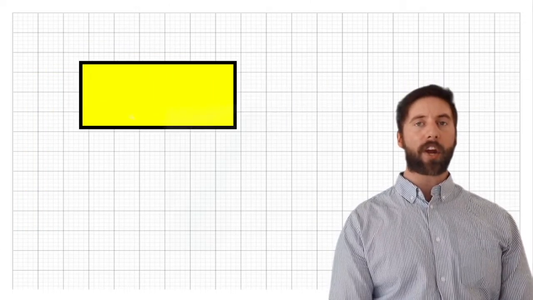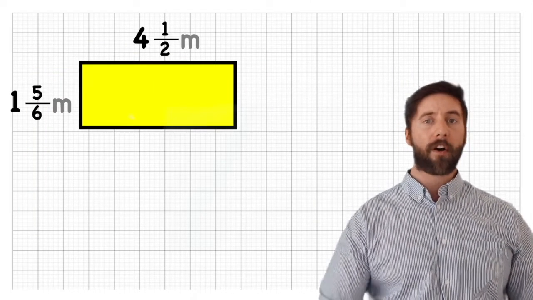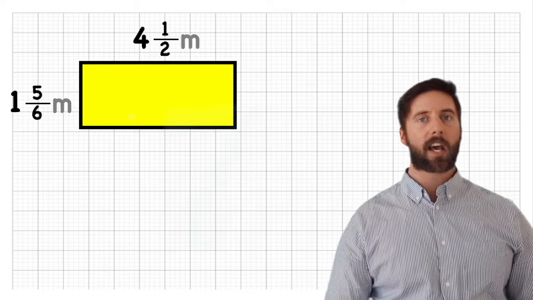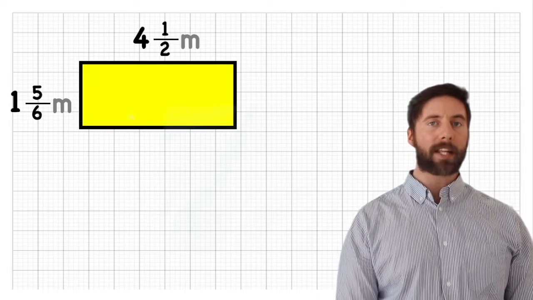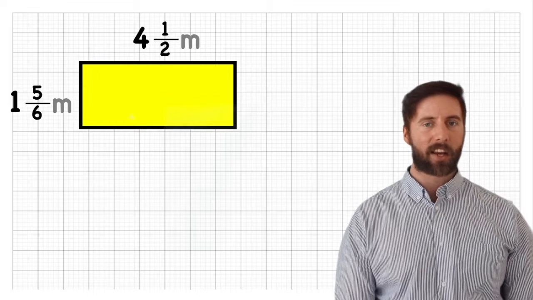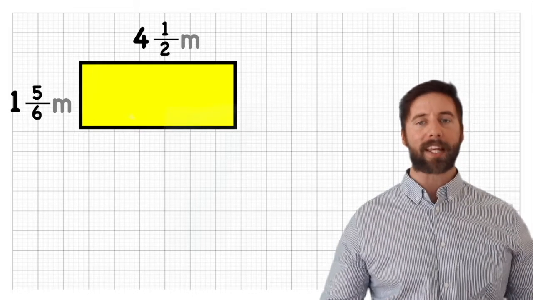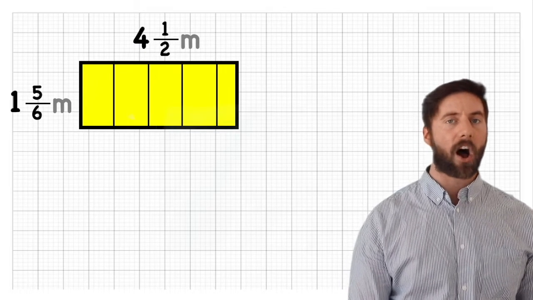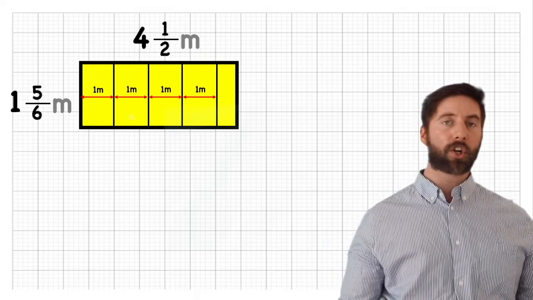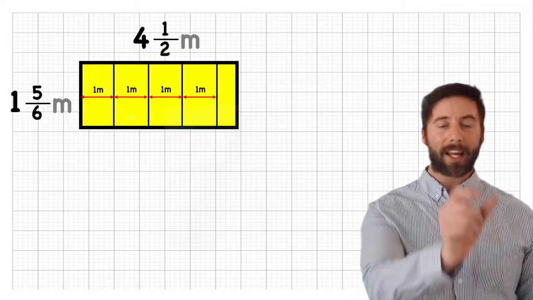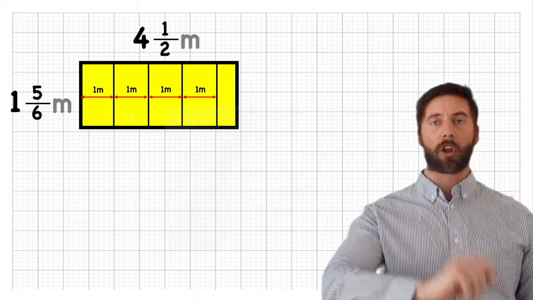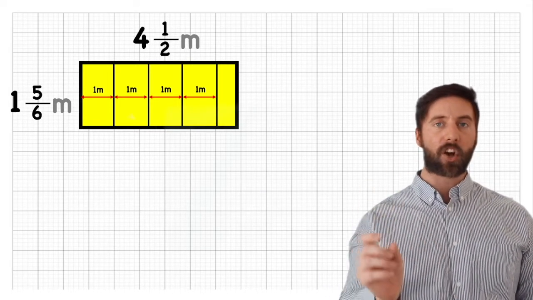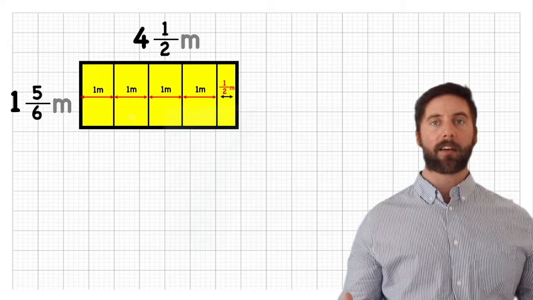Let's have a go at a rectangle with a length of 4.5 meters and a width of 1 and 5/6 meters. Okay, well what does that mean? Let's try and break it down a little bit. Looking at the top length of 4 and a half meters, that means we're going to be cutting our rectangle into 4 equal meter-width columns going across. And then the last column is only going to be half a meter, okay?